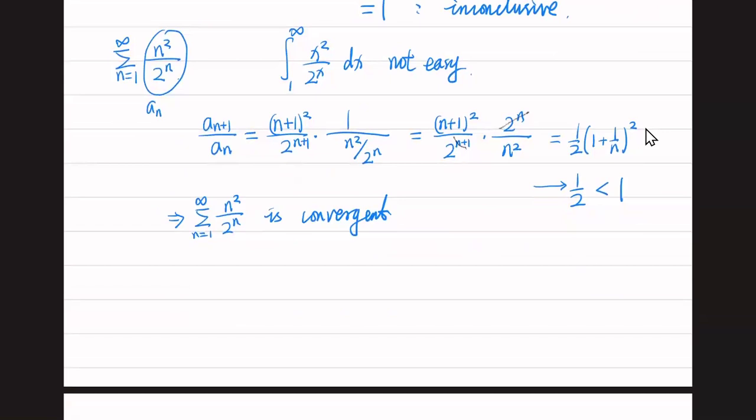Okay, try another one. This time, a little bit strange. N factorial. Let me make it not that difficult. I go from n cubed, 3 to the n. Okay, let's check if it's convergent or divergent. What do we do to check?